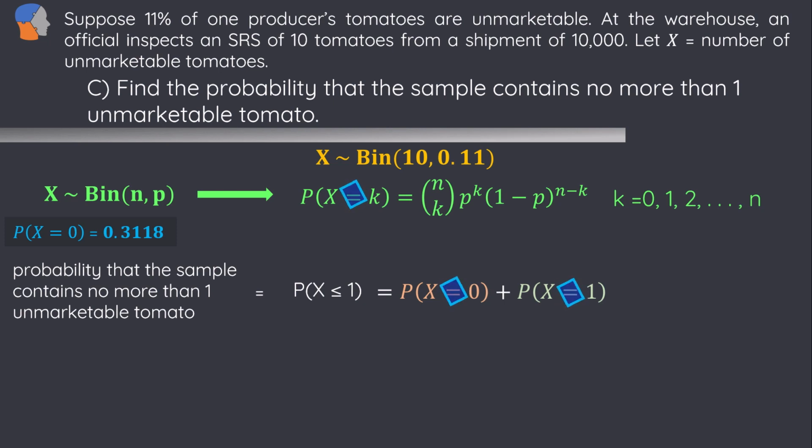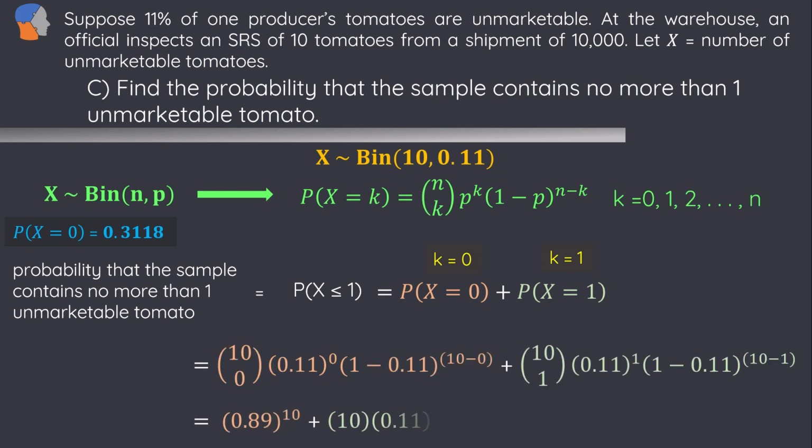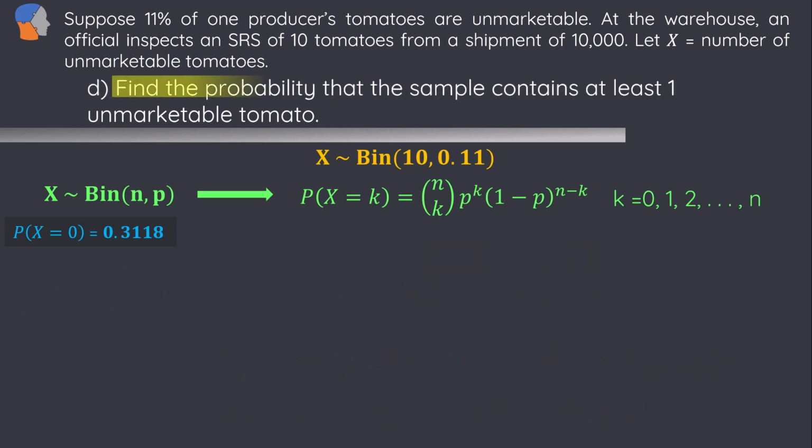The formula and our problem both have an equal sign. Therefore, for the first one k is 0 and for the second one k is 1. Now we know the k values, n and p. So we can use the probability mass function, plug in the numbers and get the answer. It is 0.6972.